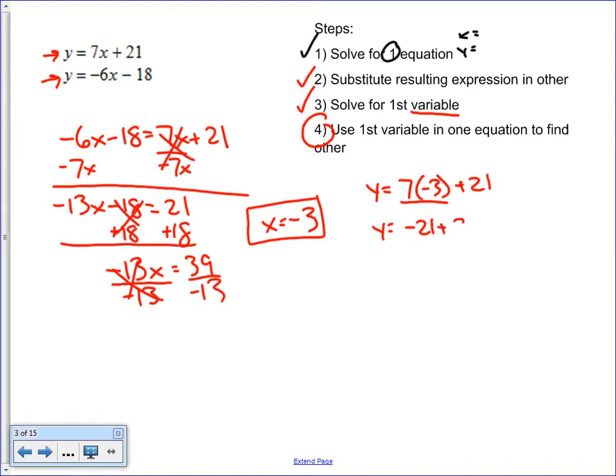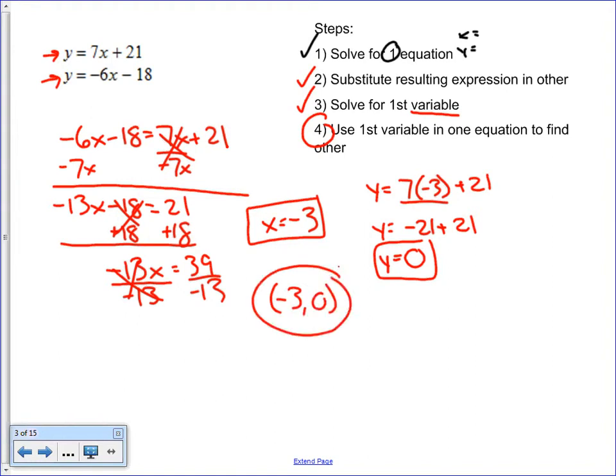And negative 21 plus 21 will give me a y value of 0. So that's okay. 0 is a number. So I have an x value of negative 3 and a y value of 0. So negative 3 comma 0 is my answer.